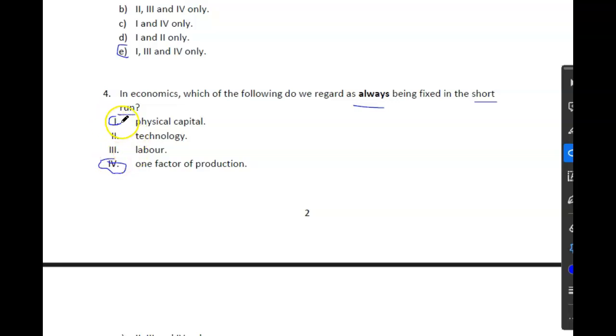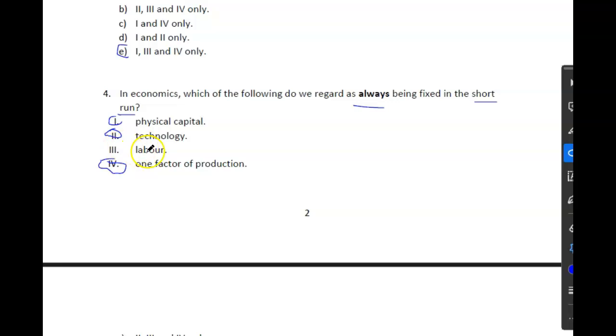Physical capital is correct. Technology is correct. All these are factors of production. Now labor. There's a rule that states in the short run, you can actually change labor, because it doesn't make sense to keep labor constant or fixed. You can't say, oh, I'm going to have 10 workers for 1 year. Maybe sometimes you have to fire workers, you have to add more workers.